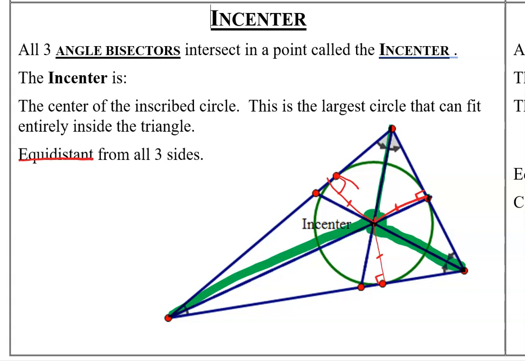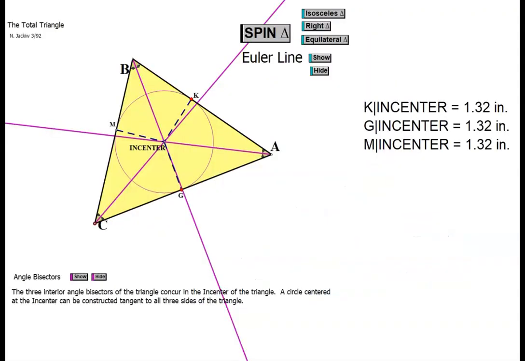So the key things you need to remember: the incenter is created by the angle bisectors. The incenter is the same distance away from all the sides.